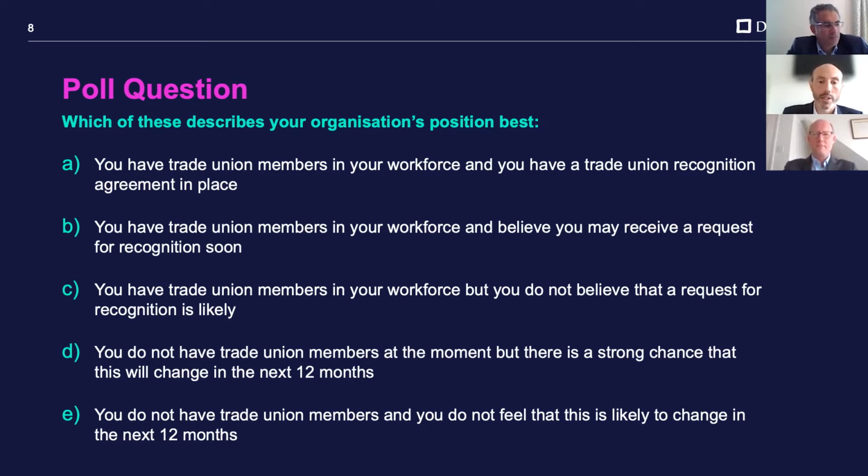Fourth down the list, you don't have trade union members at the moment, but you think that's likely to change in the next 12 months. And then obviously at the bottom end of the scale, you don't have trade union members at the moment, and you don't expect any to appear in your workforce in the next 12 months either. So if you just take a moment to click on the one that you think fits your organisation best at the moment, and we'll just see what the results are.